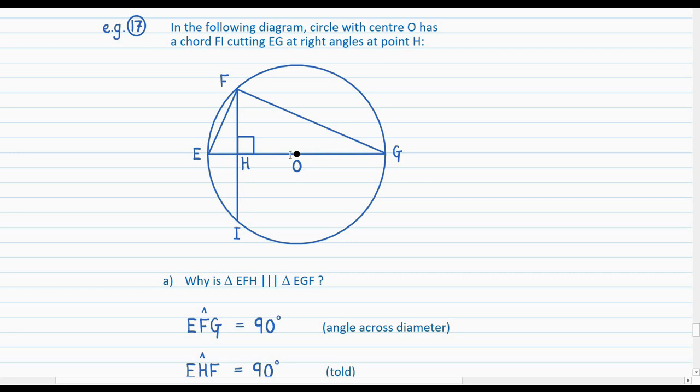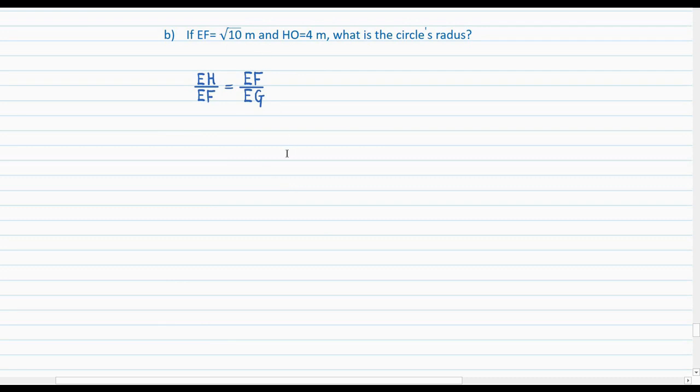But how I'll go about answering it is by just representing the radius as an arbitrary variable x. And you'll see where I use that a few steps from now. But the first step is use this similarity to equate some ratios. So one possible ratio is EH over EF is equal to EF over EG. So for both triangles, I used the ratio of the smaller side over the hypotenuse. Then cross multiply, giving EH times EG is equal to EF squared.